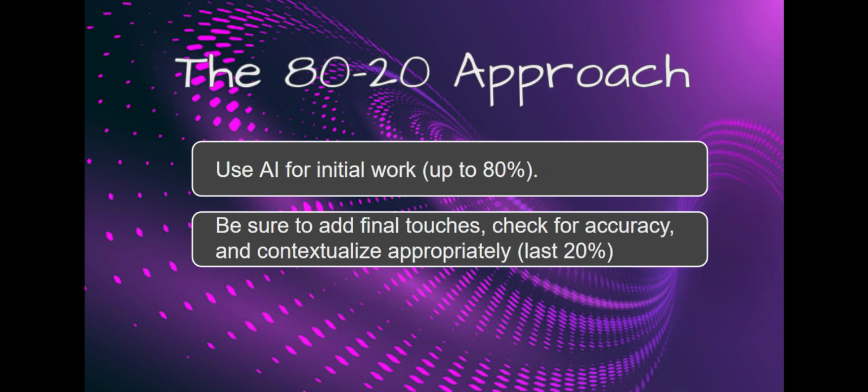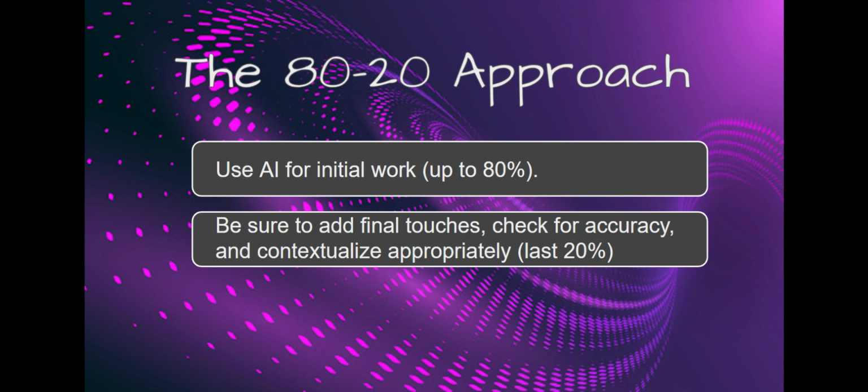The 80-20 approach. This is where, basically, let the AI do about the first 80% of the work. Let it help get things organized for you, provide you a lot of the details that you need, and then you should spend a little bit of time tweaking, adjusting, checking, and then framing everything to make sure what the AI has given you is appropriate and is actually going to be useful for your students.